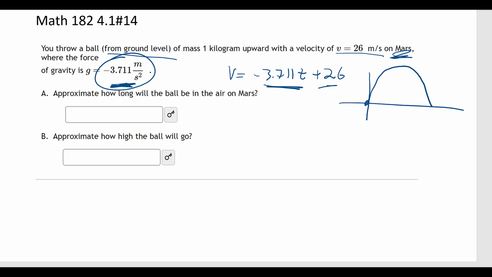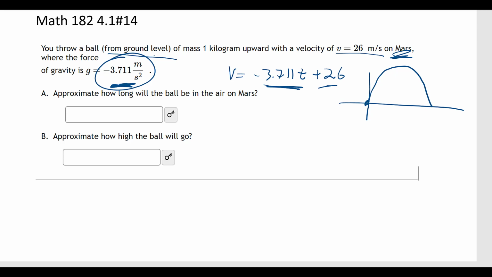Now, we want to figure out how long it's going to be in the air. I know there are shortcuts we can do to find that, but I'm not going to do the shortcuts because I want to teach the calculus side of this. What is different here from what you might have seen in the book is that this starts at ground level and not at 2 meters or 1 meter or whatever.